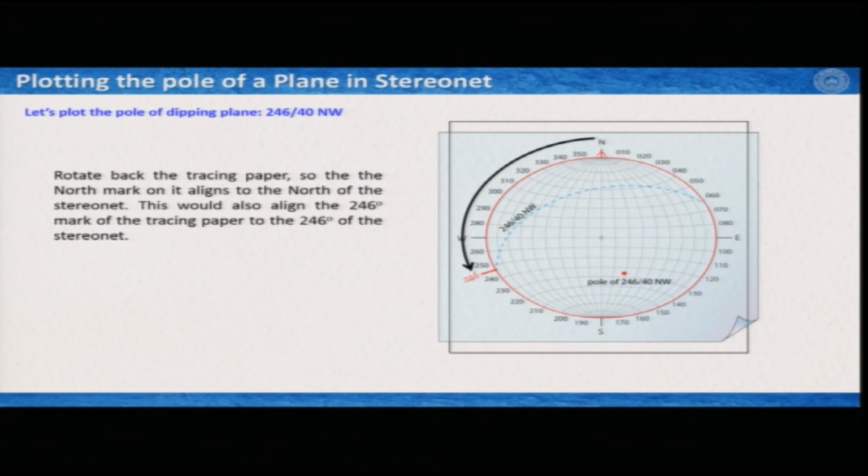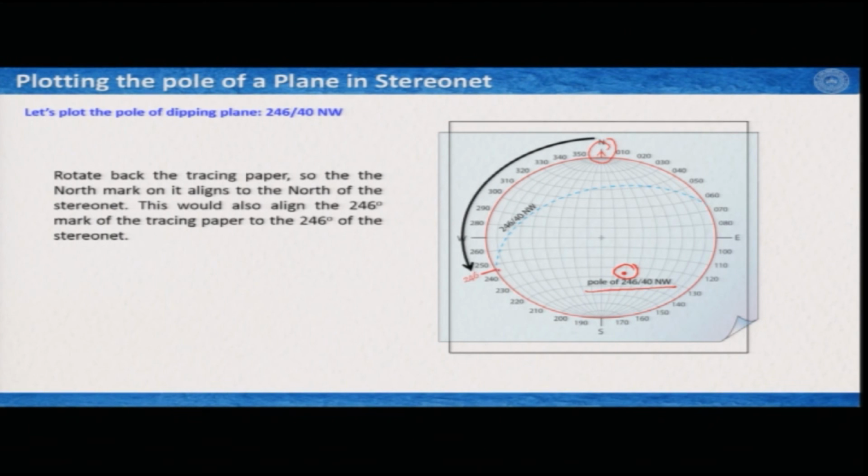Again you have to rotate it back, so that this 246 degree mark comes back to 246 degrees, and also the north that you marked on the tracing paper aligns to the north of the stereo net. In this case, what we see, this point E that we have marked in the previous slide is actually the pole of this dipping plane, 246 degrees, 40 degrees northwest.